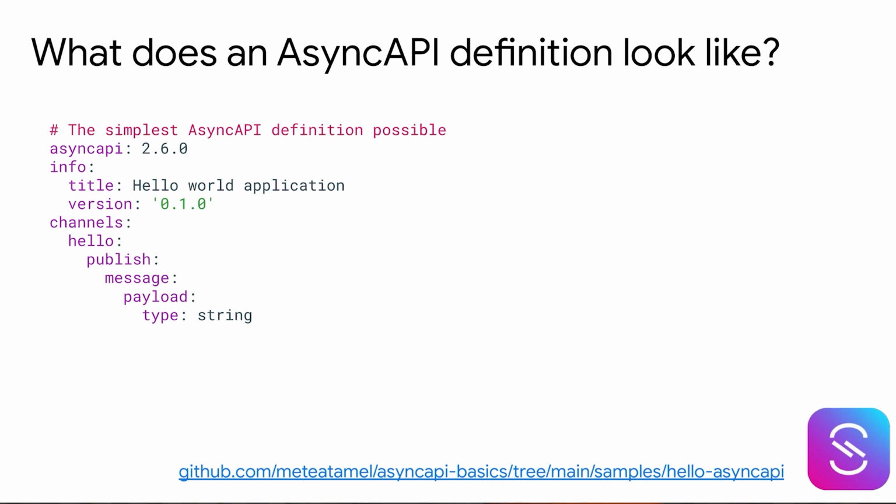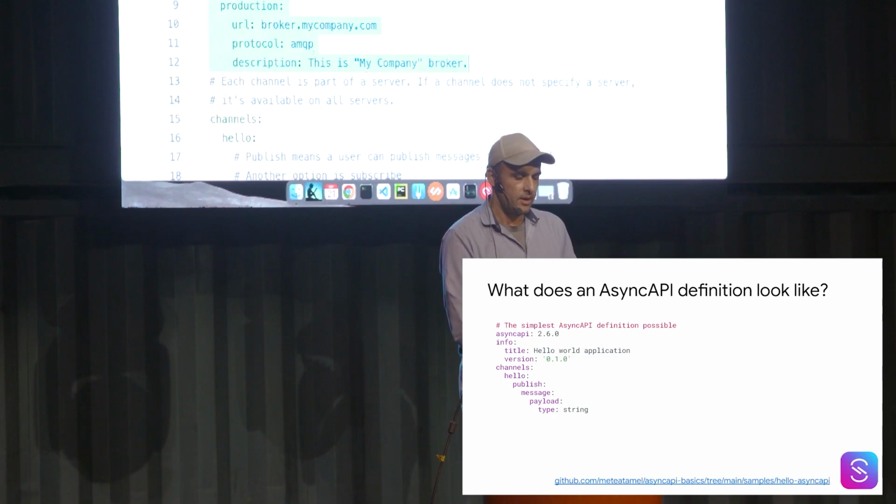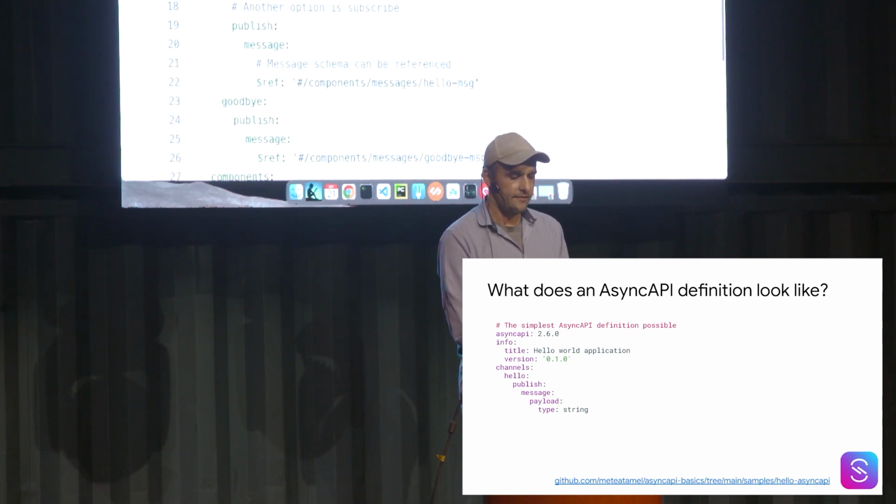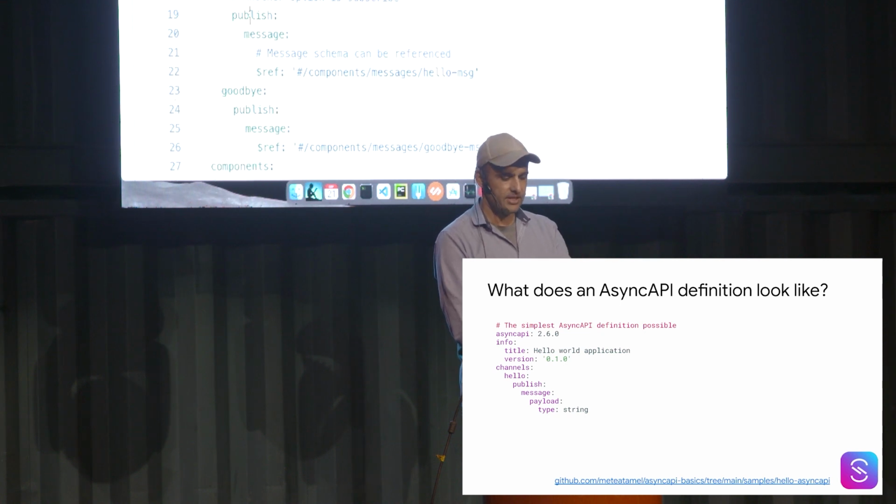If you look at actually another definition, I don't know if you will be able to see this, but I'll try to make this bigger. Let's make this as big as we can. Yeah, so here, for example, I'm defining the same hello world application. Here I'm defining a server. So this is an AMQP server. And then under my server, I'm going to define my channels. So I have one channel called hello, just like before, where you can publish a message.